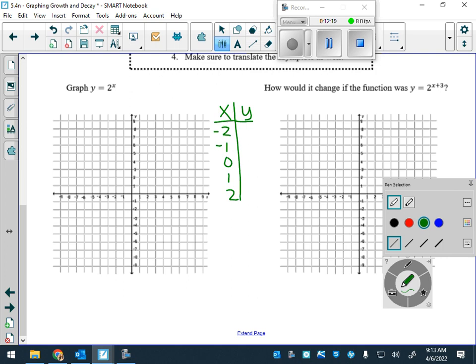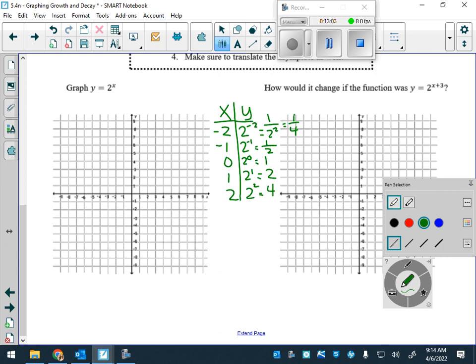We always start with a table of values. And I use -2 to 2. We've done that since the beginning. So if I have 2 to the -2nd, can I have a negative exponent? No. So where does that go? So 1 over 2 squared, which is 1/4. 2 to the -1st would be what? 1 over 2, good. 2 to the 0. 2 to the 1st. And 2 squared is 4.